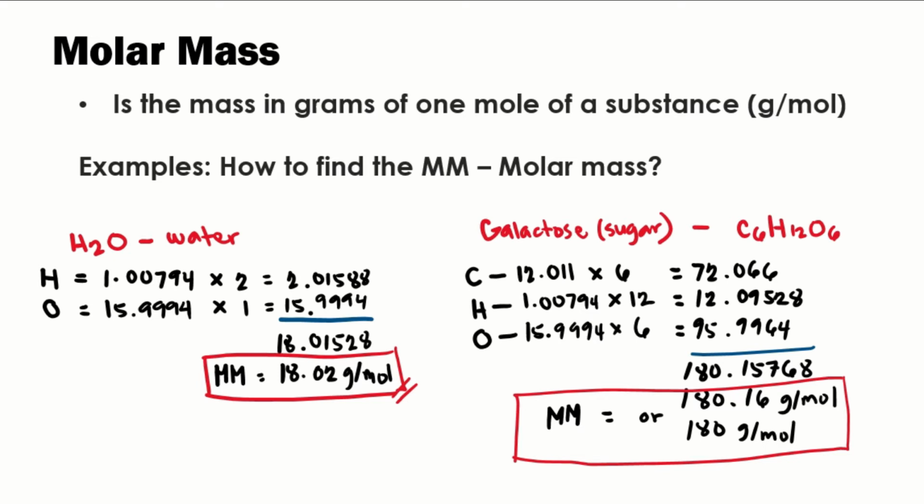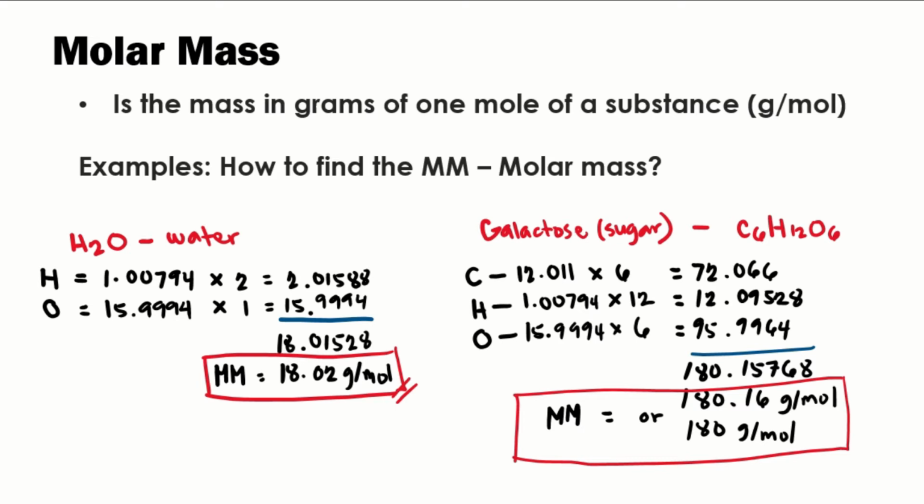So for water, we have H2O. So we have hydrogen and oxygen. And for this case, you just have to write the atomic weight or atomic mass. And you have to times that to the number of element that is present. So for hydrogen, we have 2. For oxygen, we have 1. So as you can see here, we have the values. I-add lang natin yon and we will get the molar mass.